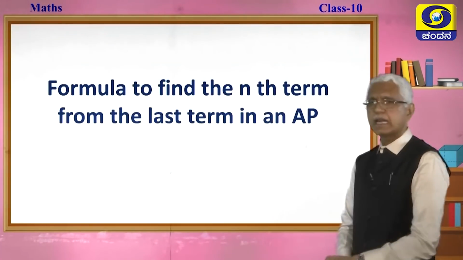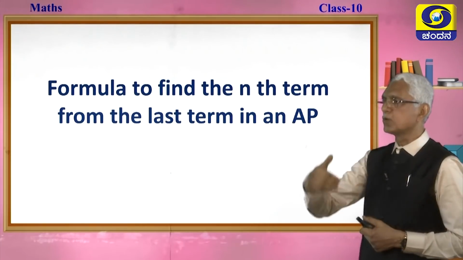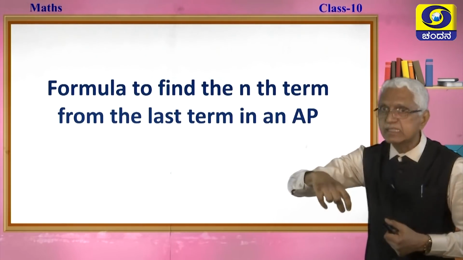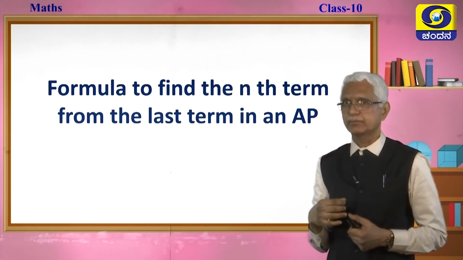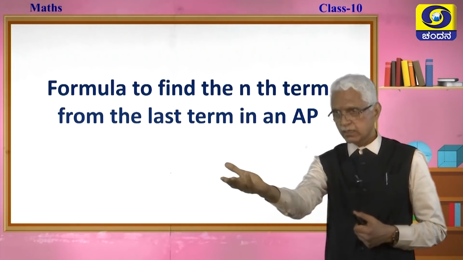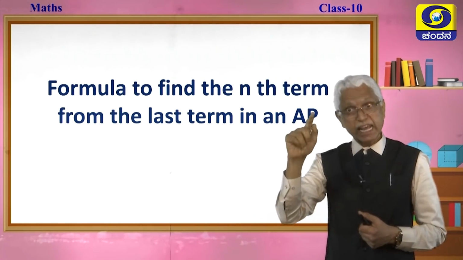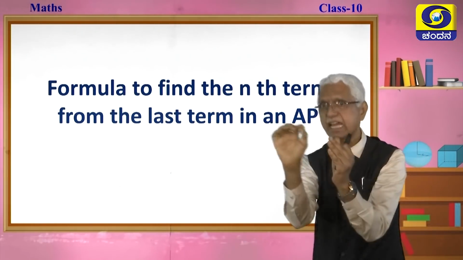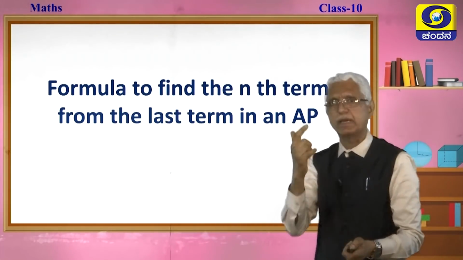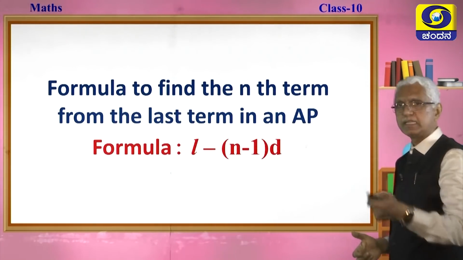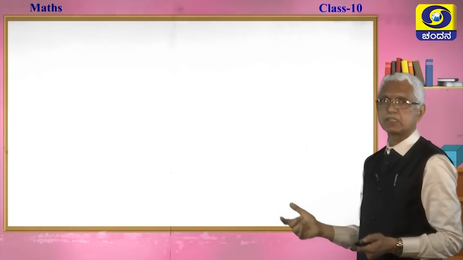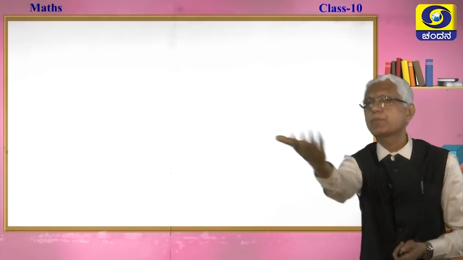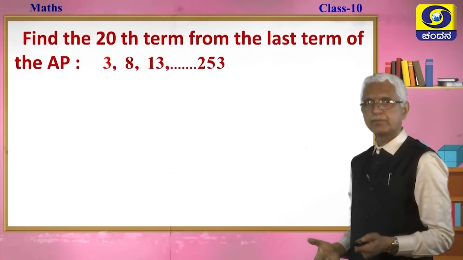Excellent. Can anyone tell me which is the formula we are using to find out the nth term from the last term? Any term from the last term? Anybody? That's good, no? Wonderful. L minus (n minus 1) into d. Super. Okay. So, it is L minus (n minus 1) into d. That's good. Probably we will work a couple of problems based on this now, my dear children.